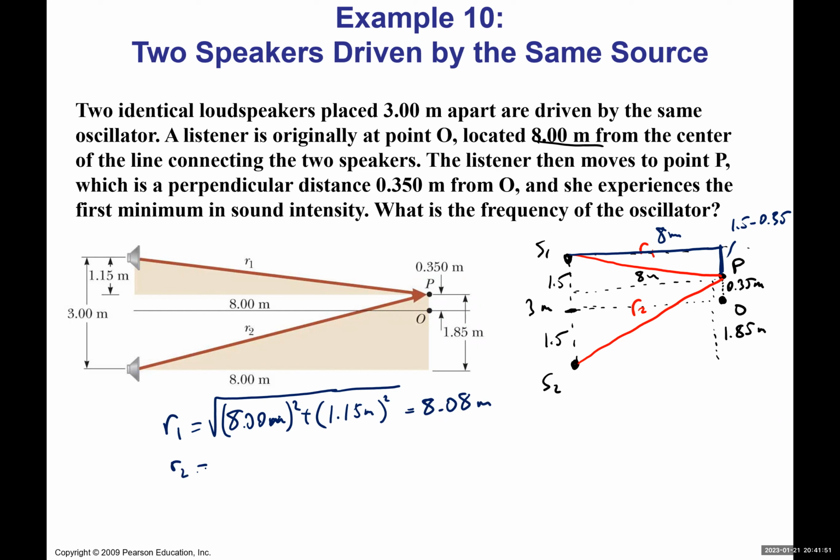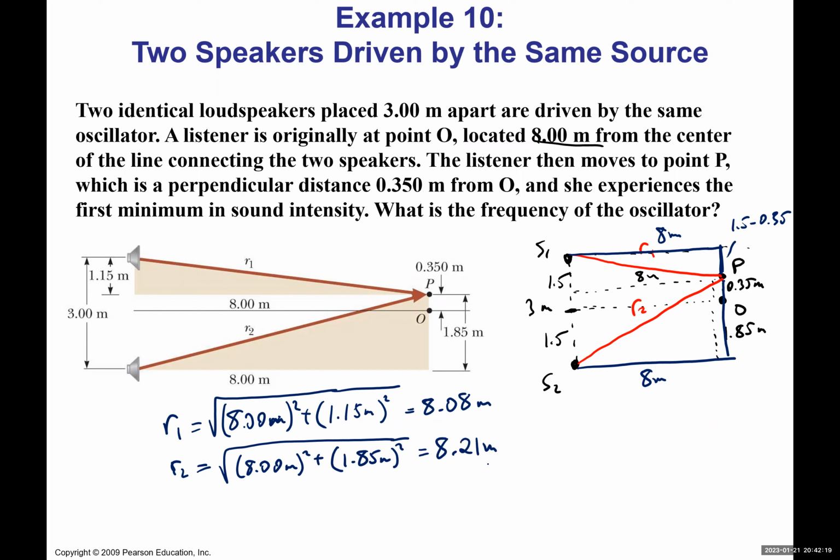Same way we calculate R2. It's 1.5 plus 0.35, so it's 1.85. This is still 8 meters. So it's the square root of 8 meters plus 1.85 meters, squared. Calculating this, we get 8.21 meters. That means I got my R1 and R2, and already you can see they're not the same.